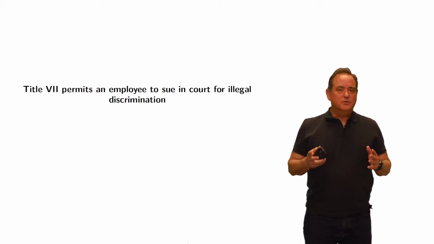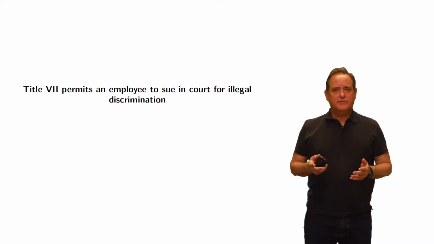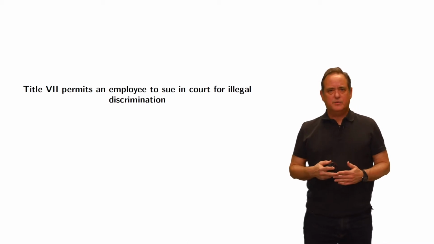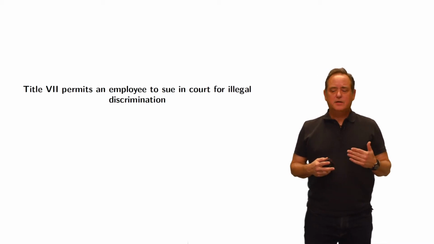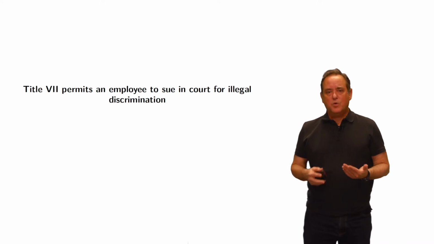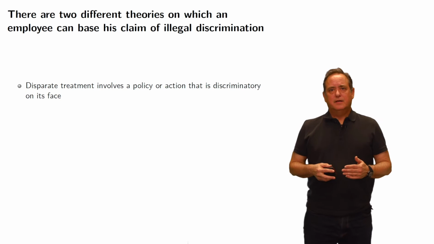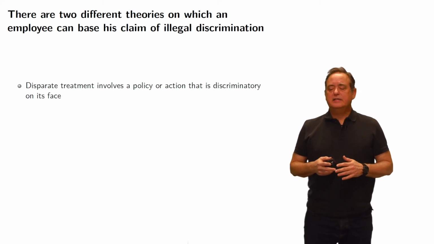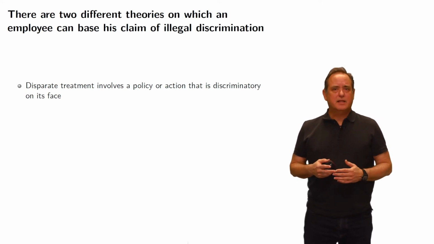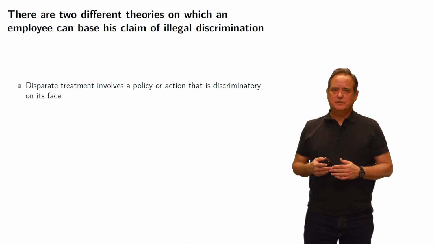All right, now that we've looked at what Title VII is and where it came from, let's talk about how it works in real life. We know that Title VII permits an employee to sue in court for illegal discrimination. Now, there are two different theories on which an employee can base his claim of illegal discrimination.